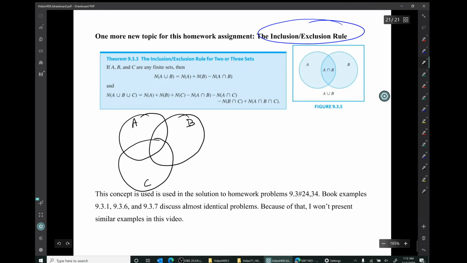So like I said, I won't go over that formula and why it works. Now this concept is used in the solution to homework problems number 24 and 34 on homework set 9.3. Those 2 problems. Now book examples 9.3 number 1, 6, and 7 discuss almost identical problems. Because of that, I won't present similar examples in this video. So we'll stop.